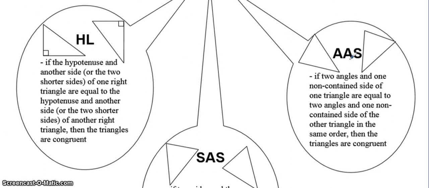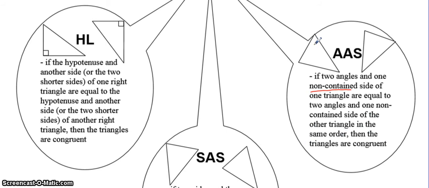The angle-angle-side sufficiency condition states if two angles and one non-contained side, so that's the side that's not in between the two angles, of one triangle are equal to two angles and one non-contained side of the other triangle in the same order, then the triangles are congruent.